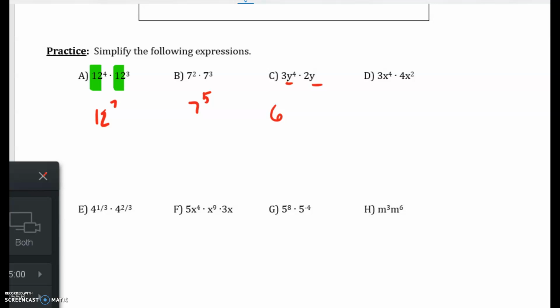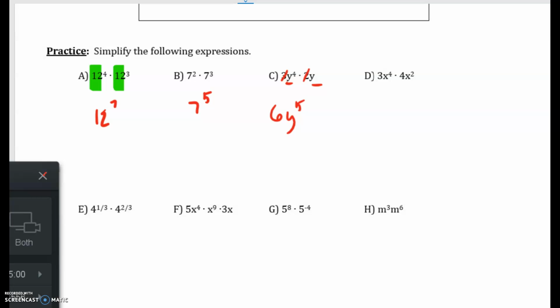Okay? Now let's look at the variables. So we have y to the 4th times y. Remember, I've already looked at the 3 and the 2. They made 6. Y to the 4th times y. Well, if I'm multiplying the same base, I can add the exponents together. So that becomes y to the 5th. All right, you try letter D.